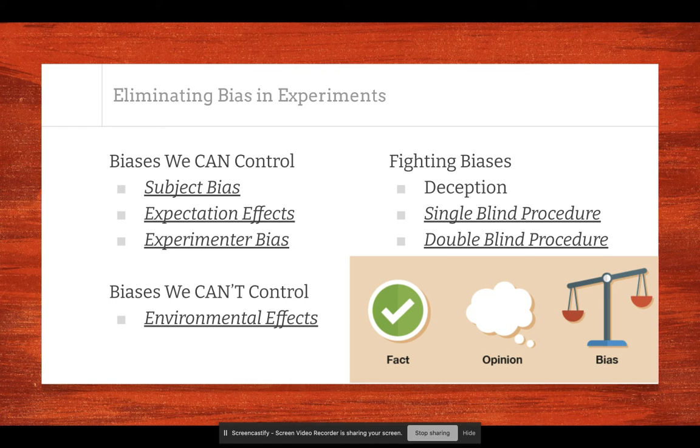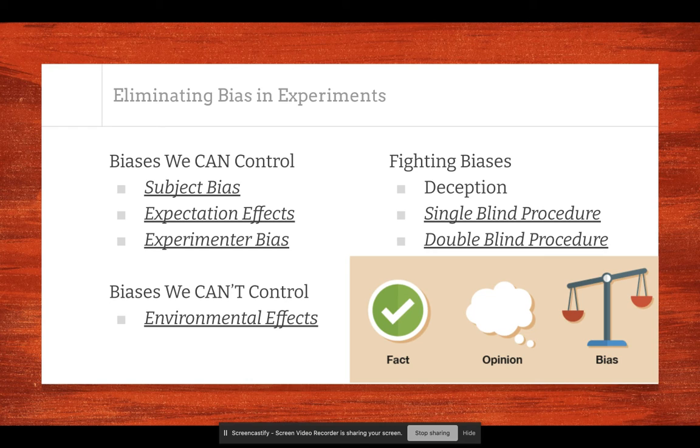For the biases that we can't control, really the big one is the environmental effects. In general, people tend to act differently when they come in to a lab to do an experiment. You can't really change that. You can't really change what the weather's like outside and how that'll affect someone's mood. You can't change a lot of stuff like that. But you can keep it in mind as you move forward and you can account for it when you're going through things.